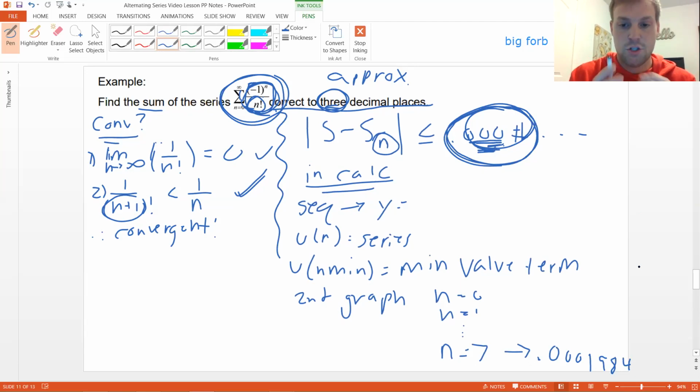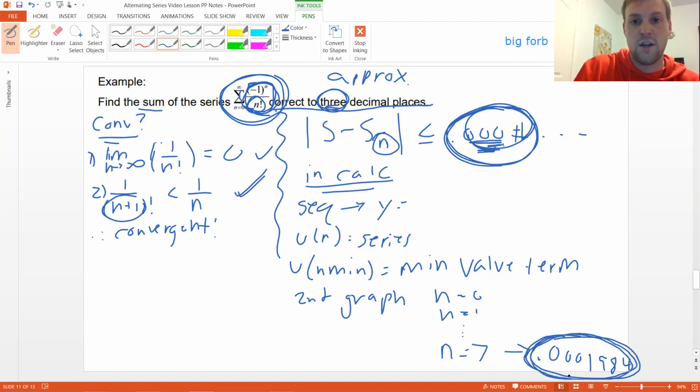And that is the first term in the list, where the value is 0.000 some number. So that means at a sub n, or a sub 6, if I were to take the sum of the first 6 terms, the error, or the difference between that and the infinite sum, is going to be less than or equal to this value here, ensuring that it's going to be correct to 3 decimal places. Does that kind of make a little bit of sense?